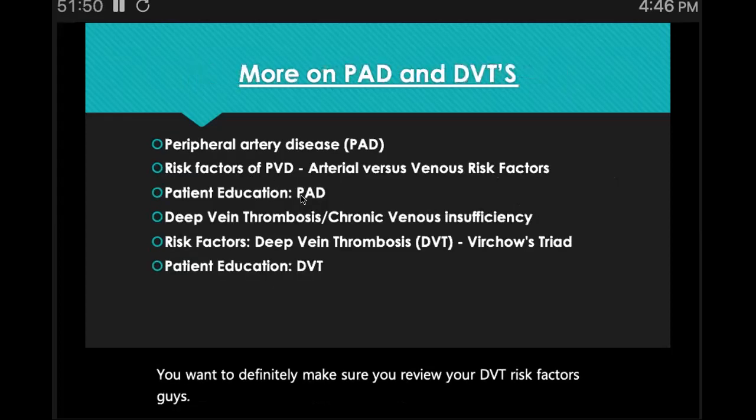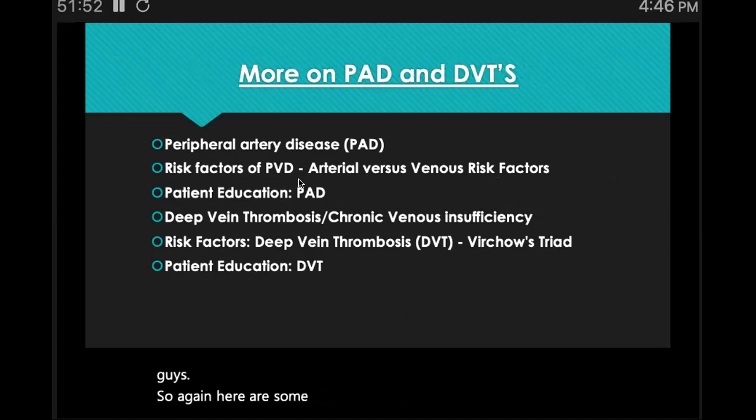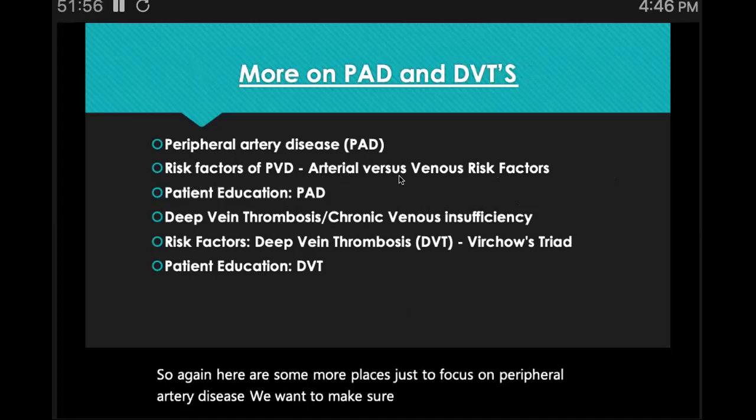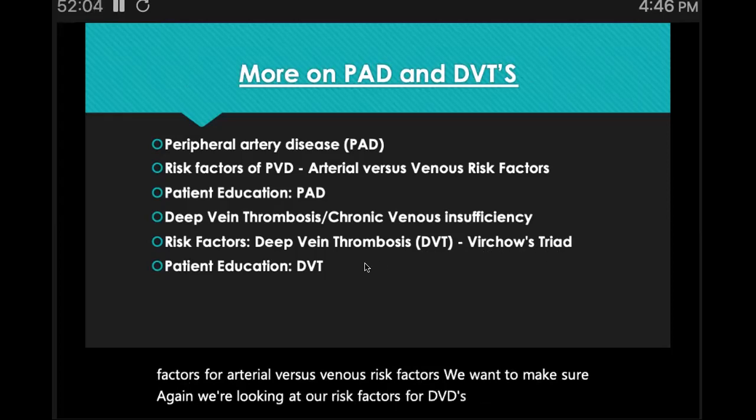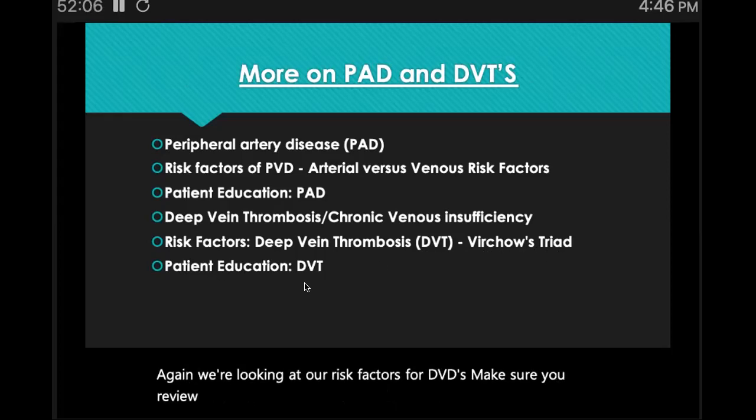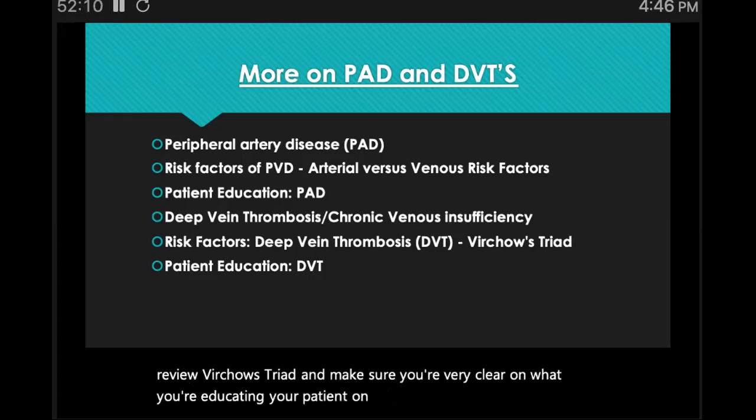So again, here are some more places just to focus on. Peripheral artery disease. We want to make sure we're looking at the risk factors for arterial versus venous risk factors. We want to make sure, again, we're looking at our risk factors for DVT. Make sure you review Virchow's triad and make sure you're very clear on what you're educating your patient on in regards to DVTs, prevention, and emergency symptoms to report.